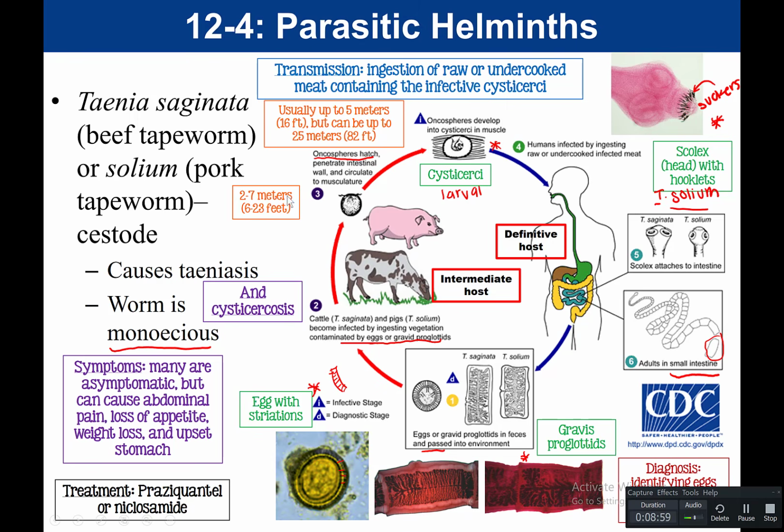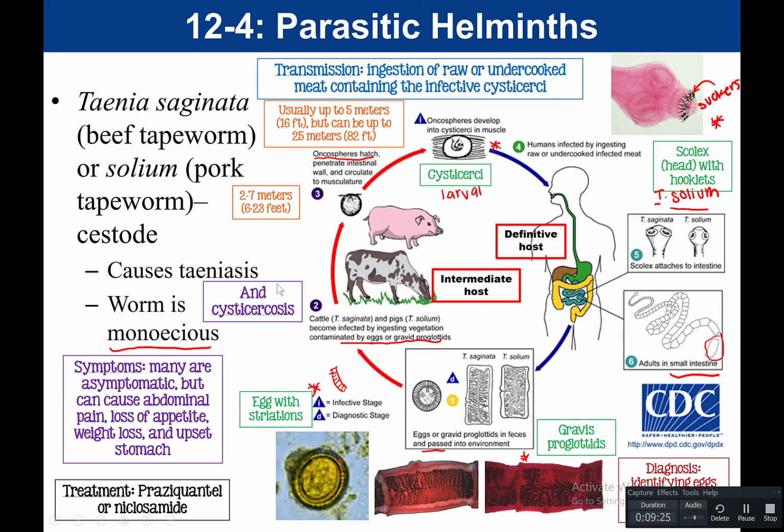You don't need to know the difference in size between the two worms. That's not critical. But you do want to know that if you see the scolex, this head, and it has these little hooklets on it, these little what look like whiskers, that is going to be Taenia solium. Taenia solium is going to have those hooklets where Taenia saginata does not. And so that's a distinction between them.